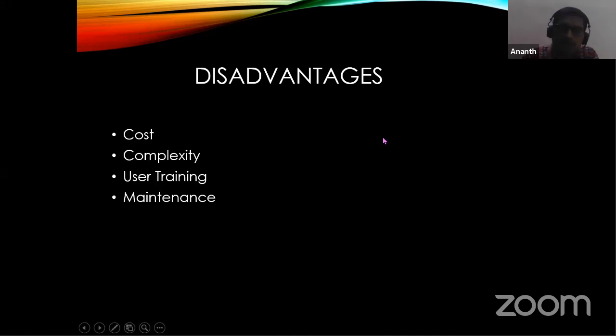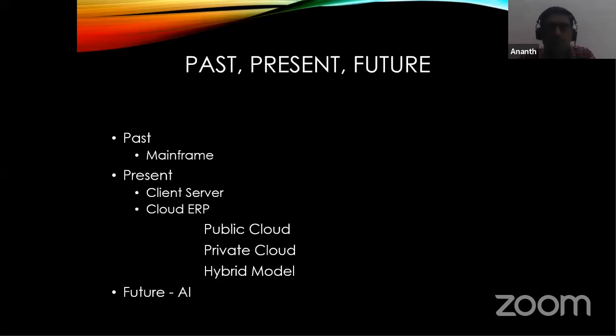So we have understood the history of ERP. We have understood the business functions, functional areas, business processes, and we understood the advantages and disadvantages. Now let us get into past, present, and future. Past was all mainframe, huge systems, huge cost, difficult to maintain, very difficult software applications. So it was all past.